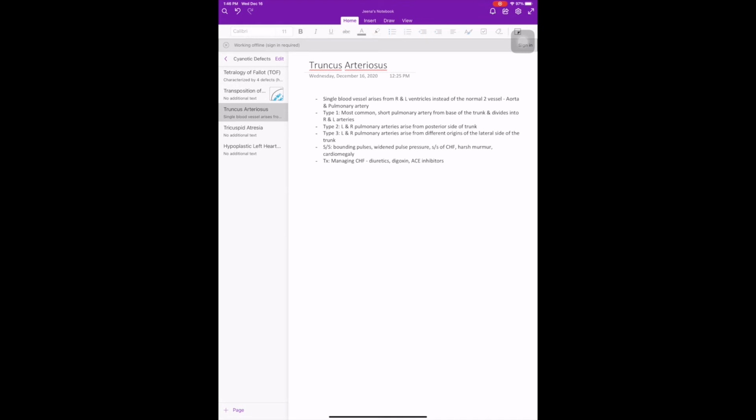The signs and symptoms of this would be bounding pulses, widened pulse pressure, signs and symptoms of congestive heart failure. You'll have a harsh murmur and cardiomegaly. It's important to treat this soon because the baby's going to go into worsening of congestive heart failure, and that's no good. So you're going to manage that with diuretics, digoxin, and ACE inhibitors. Then you want to have them go to surgery. So the surgery for this is where they're going to separate the trunk.